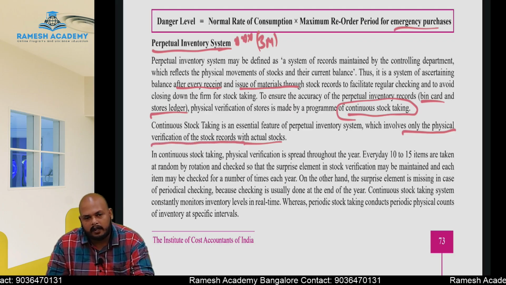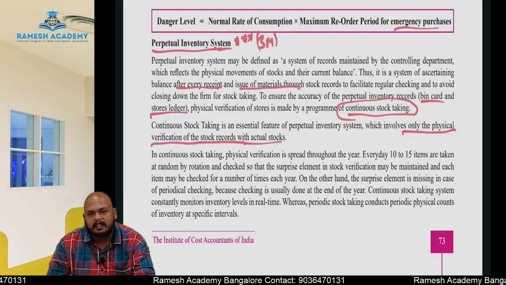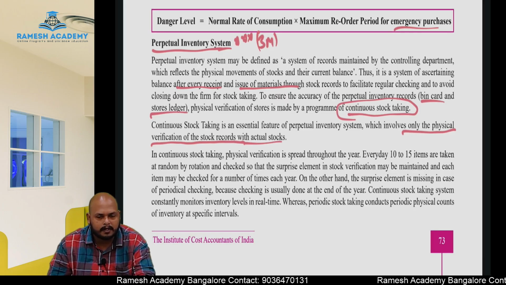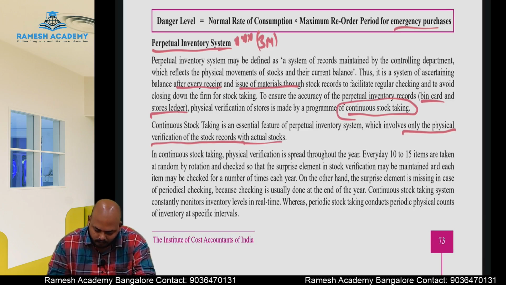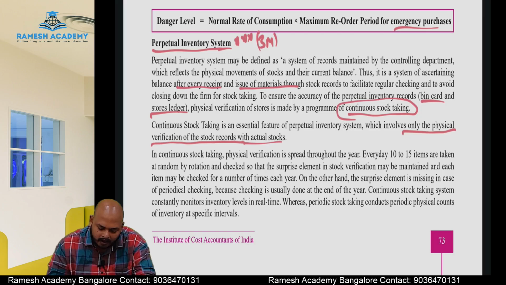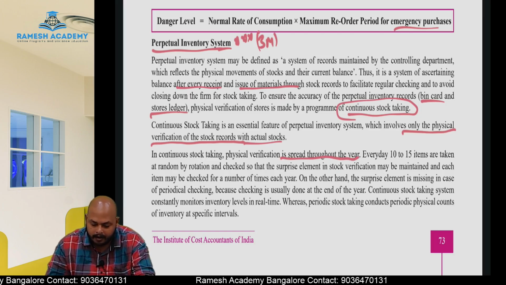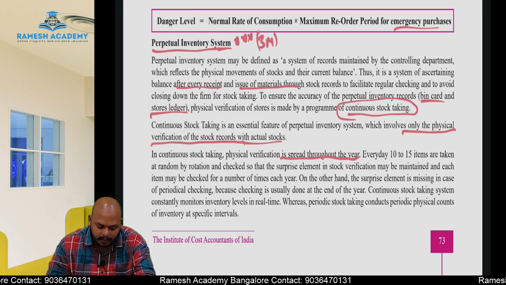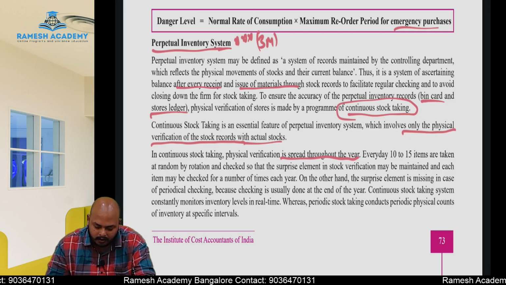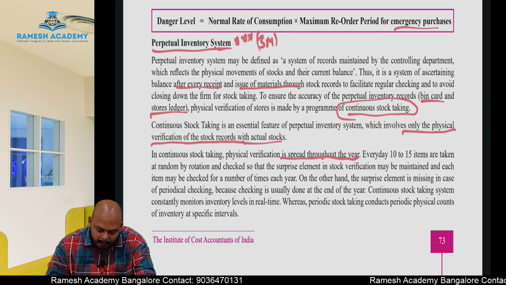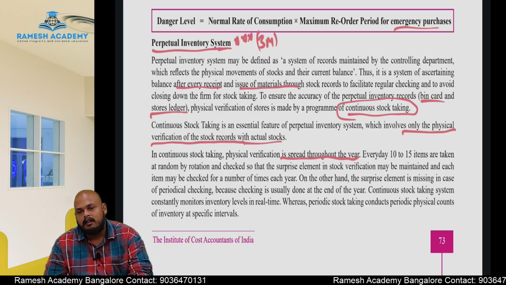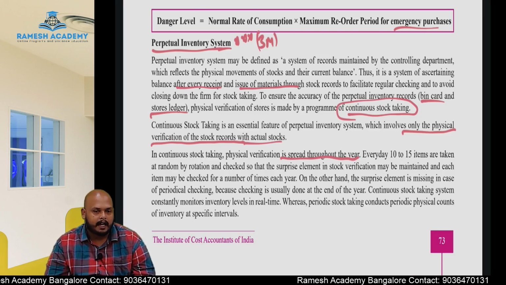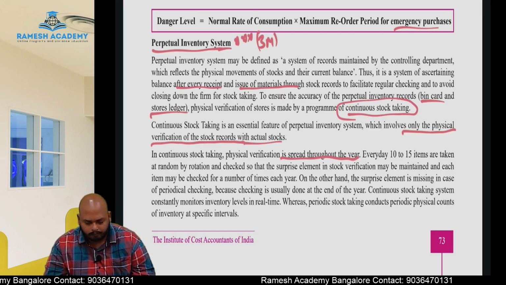At any point of time, if an auditor is coming, he will check the physical verification of stock with actual records. Whatever records they maintain, they will check them on a random basis. In continuous stock taking, physical verification is spread throughout the areas. They will do these verifications continuously throughout the year. Every day, 10 to 15 items are taken at random by rotation and checked so that the surprise element in the stock verification may be maintained, and each item may be checked a number of times each year. So every day minimum they will take 10 to 15 items randomly and verify those items.